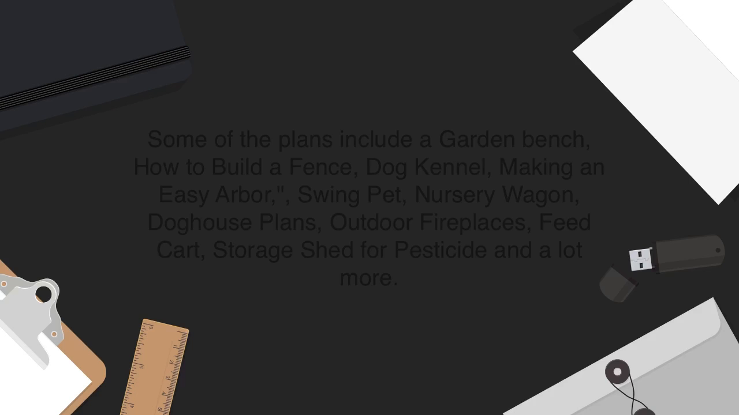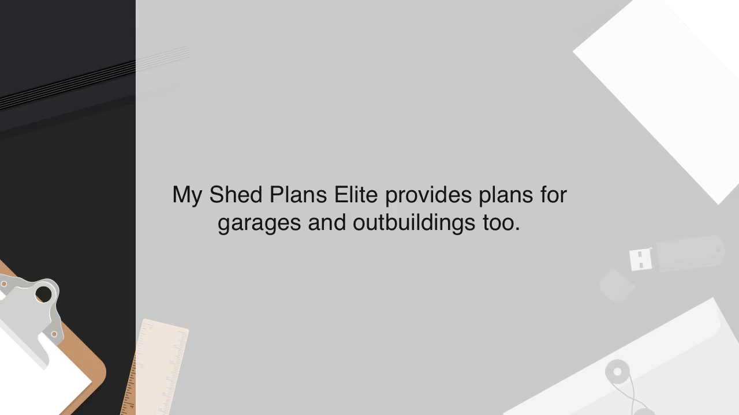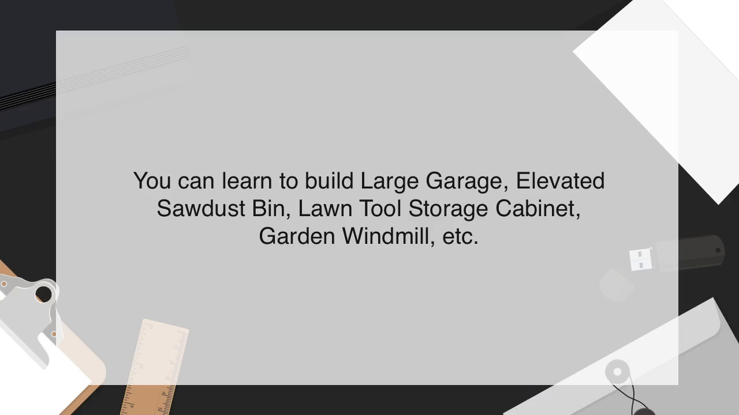Some of the plans include a garden bench, how to build a fence, dog kennel, making an easy arbor, swing, pet, nursery wagon, doghouse plans, outdoor fireplaces, feed cart, storage shed for pesticide, and a lot more. My Shed Plans A-Lite provides plans for garages and outbuildings too. You can learn to build a large garage, elevated sawdust bin, lawn tool storage cabinet, garden windmill, etc.